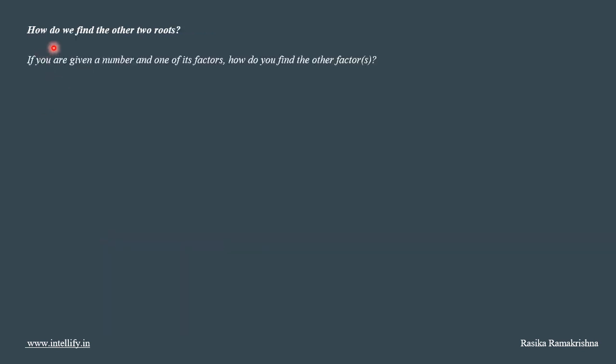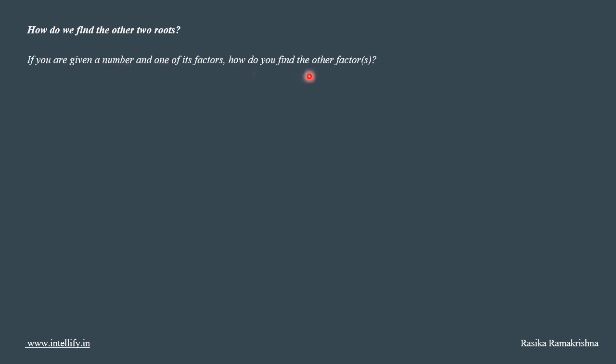So alright, so now let's get to our question. So we are given a polynomial of degree 4 and we are given two roots of this polynomial. So how do we find the other two roots? Okay, so first I would suggest we look at this particular question. So assume that you are given a number and one of its factors.